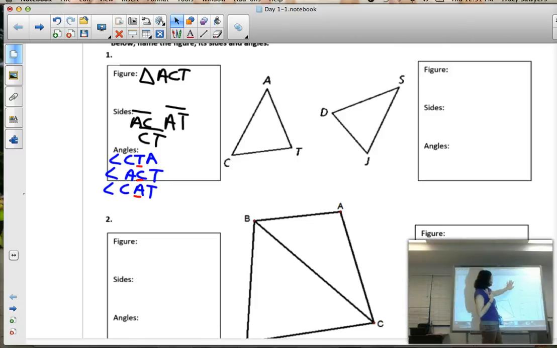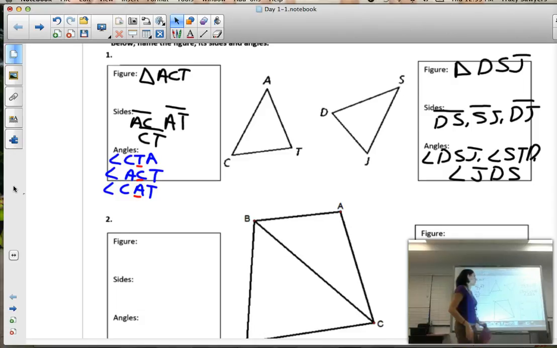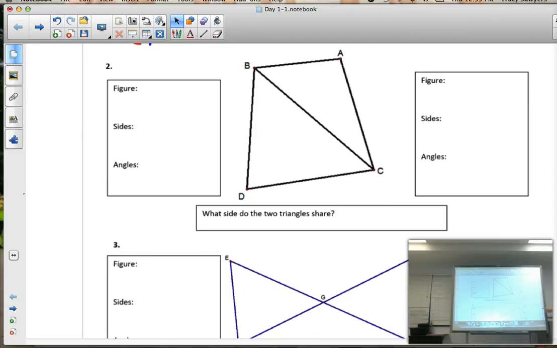This guy over here. This triangle goes with this box right here. Oh, okay. Whew. It's worried. Okay. All right, let's look at the next one.